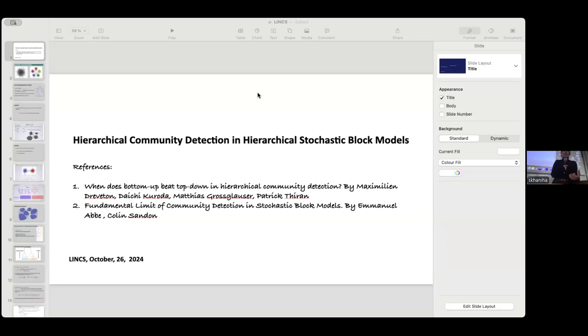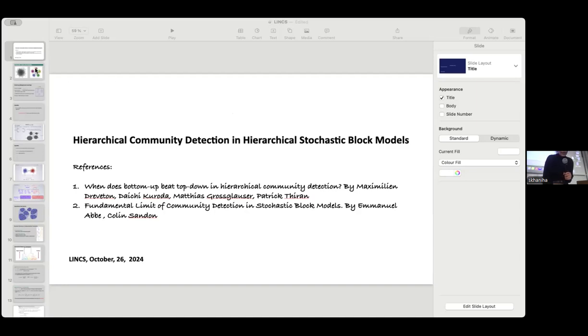I want to talk about hierarchical community detection in the hierarchical stochastic block model. The main thing that I use is from the first paper, on bottom up versus top down in hierarchical community detection. And I use the second reference for the introduction material. It has some starting papers from this subject, so it is easier to understand the initial examples, and then it goes to the hierarchical case.